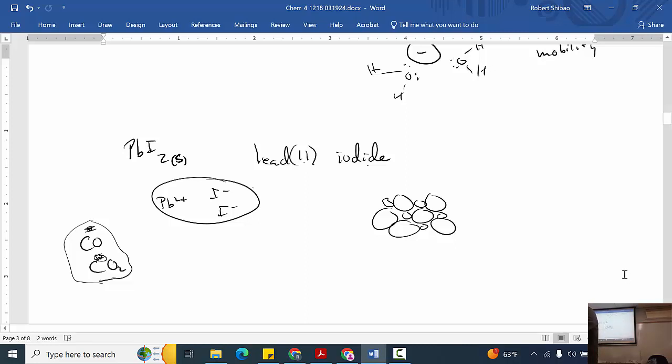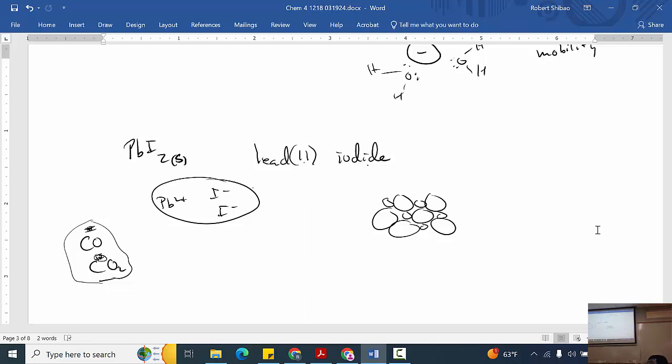Will it conduct electricity? Yes? Solid lead 2 iodide. Let's take a look. Oh, I don't have it plugged in. Plug it in. Let's see if it conducts. Does it conduct electricity? No. Even if I turned off the lights. It doesn't.